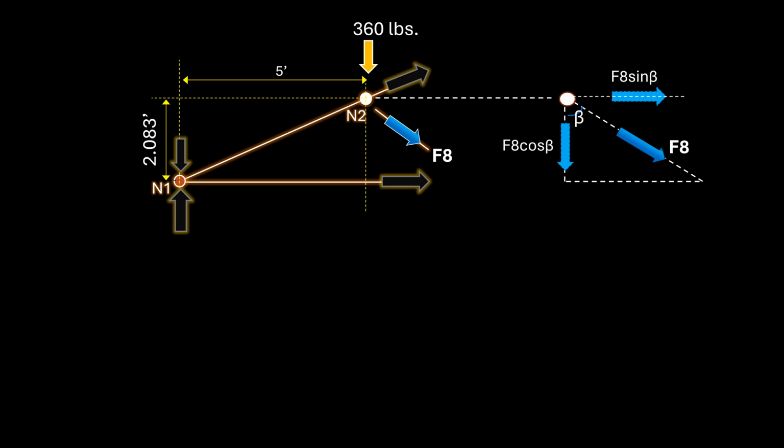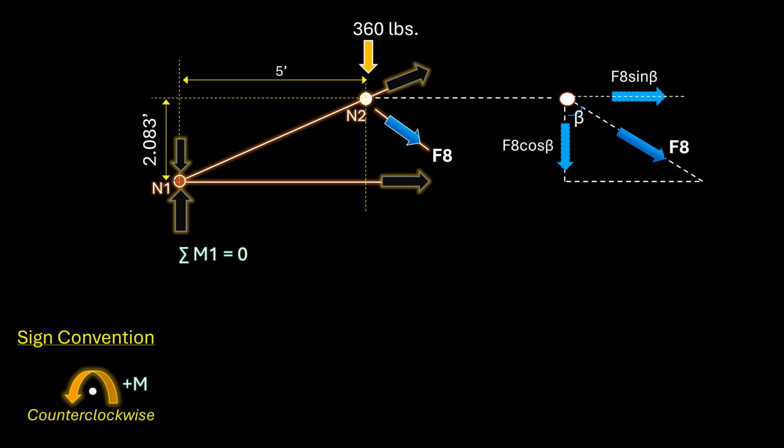We start by stating that the sum of moments about node 1 is 0. Keeping in mind the sign convention for moments where we said that counterclockwise moments are positive, we can write the following: negative 360 times 5 feet, plus negative F8 cosine beta times 5 feet, plus negative F8 sine beta times 2.083 feet, equal to 0.